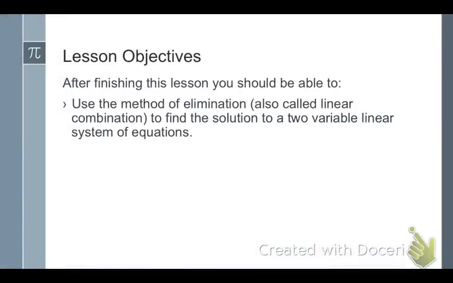In our last lesson, we looked at solving systems of equations using substitution. That works really well when you can isolate one variable, but this method of elimination will help us in situations where we don't have one variable that's easily isolated. So our objective is to use the method of elimination, which is also called linear combination, to find the solutions to a two-variable linear system of equations.